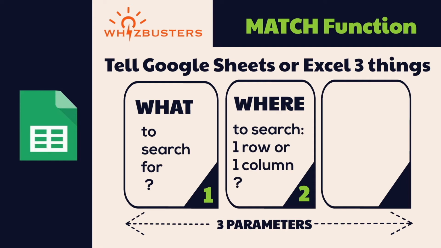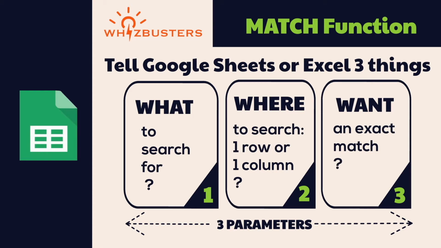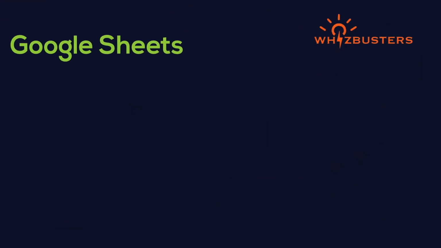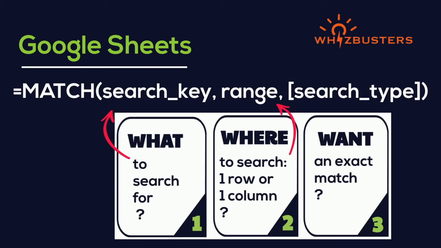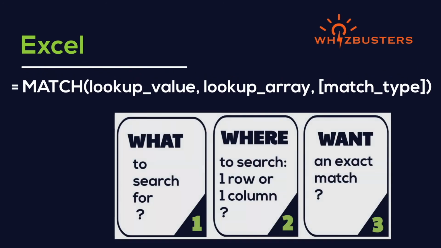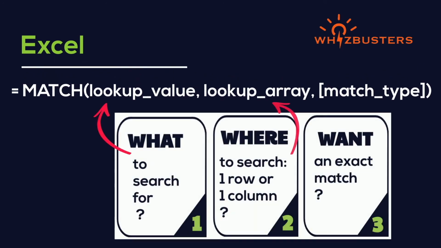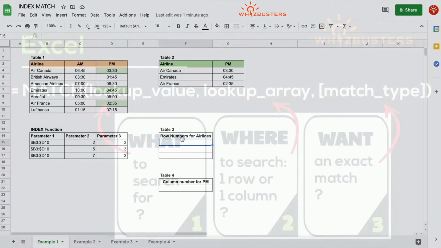That is the range of cells, which is either 1 row or 1 column. And 3, whether it is an exact match, next smallest, or next largest. In Google Sheets, you will see equal match, search key, range, search type, while in Excel, you will see equal match, lookup value, lookup array, match type.